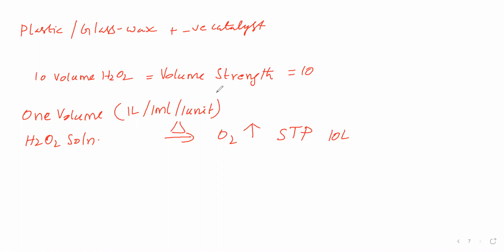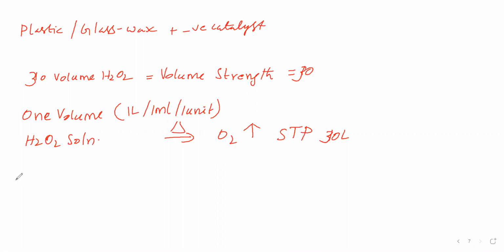So suppose 20 is there, otherwise 30 is there. Volume strength is 30 means you take this solution 1 liter and heat it. You will get oxygen gas. At STP condition, you measure this volume, you will get 30 liters. This is called volume strength. So what is the meaning of volume strength we got?